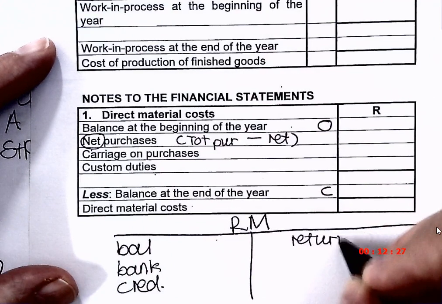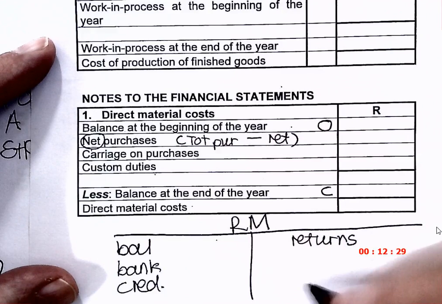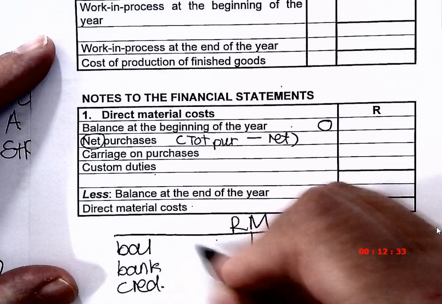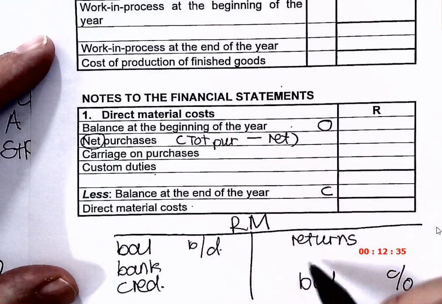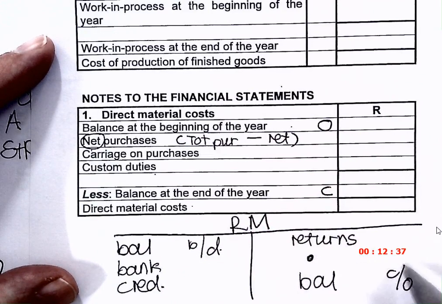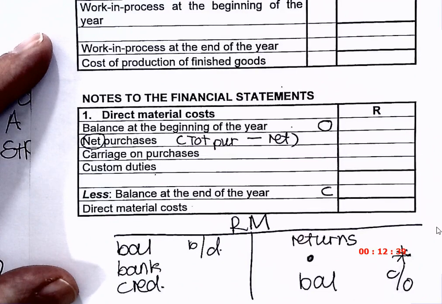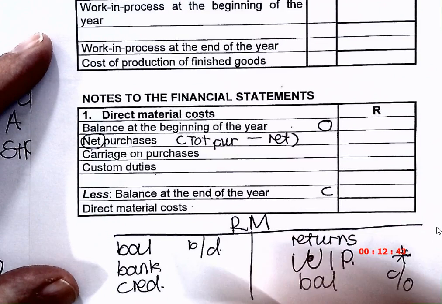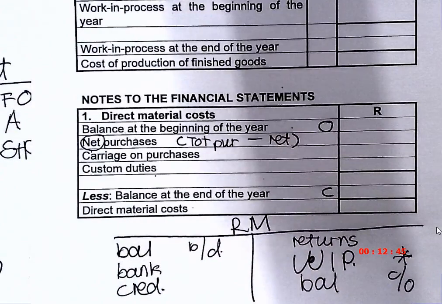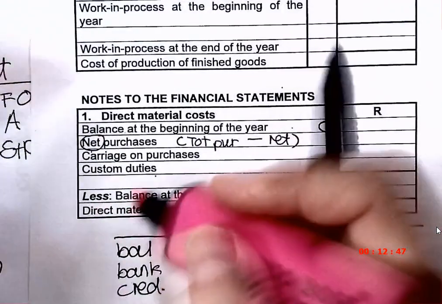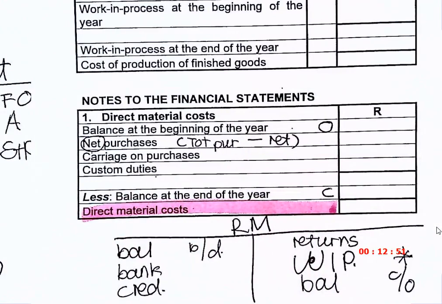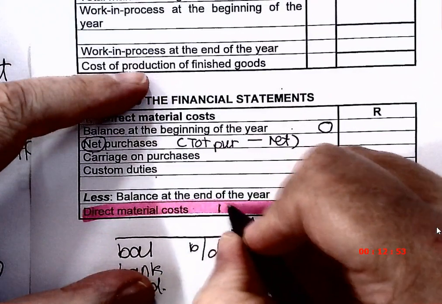Then I would have the balance. And what would this answer be then? Where would this thing that I balance on go? Work in process. Yes, and that one there at the bottom, that direct material cost, that is the material that is issued.